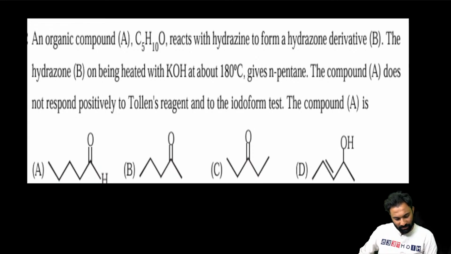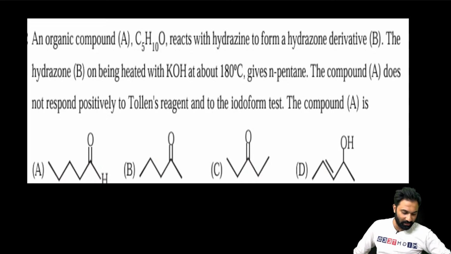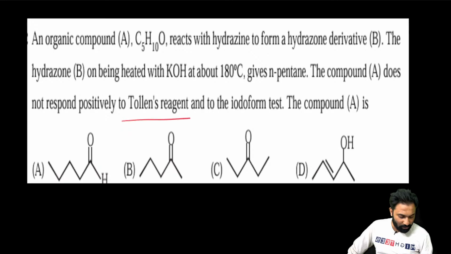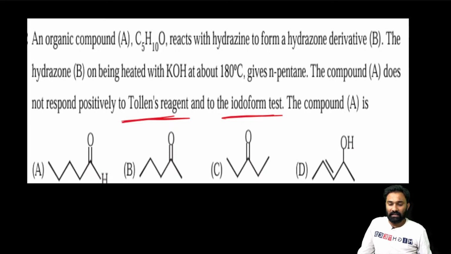An organic compound C5H10O reacts with hydrazine to form the hydrazone derivative B. The hydrazone B, when heated with KOH at about 180 degrees, gives n-pentane. The compound A does not respond positively towards Tollens reagent as well as the iodoform test. Directly and indirectly. Good. Answer is C.